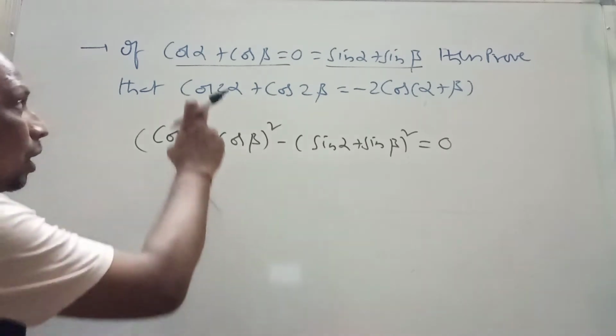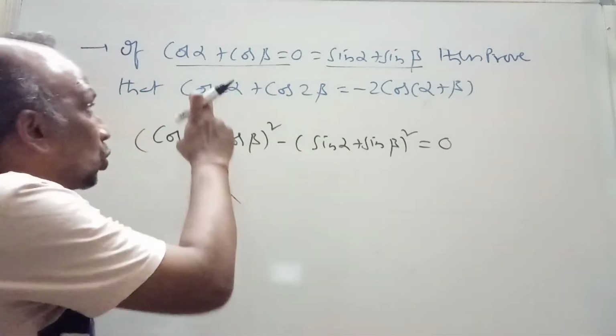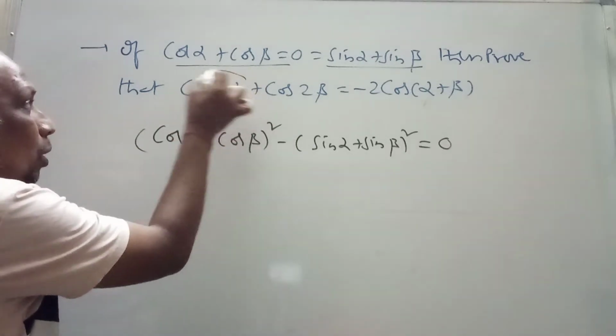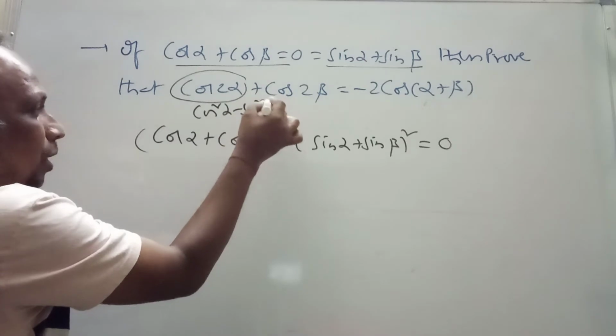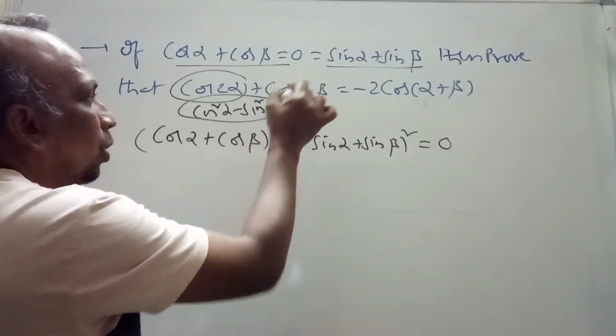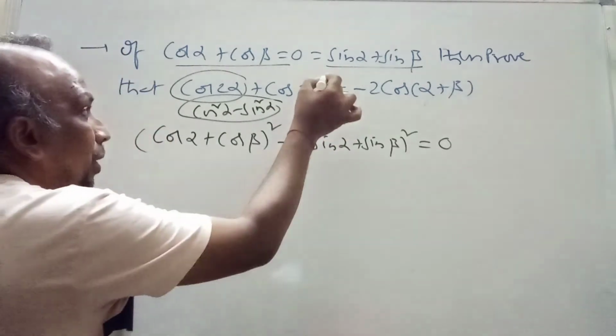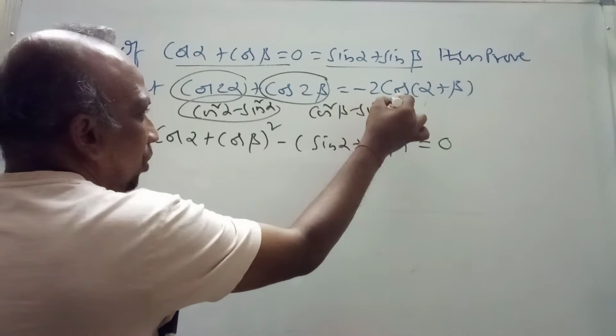The idea is cos 2 alpha means cos square alpha minus sin square alpha, right? So this expression. What is cos 2 beta? Same thing. You will get cos square beta minus sin square beta here, right? Cos 2 beta means cos square beta minus sin square beta.